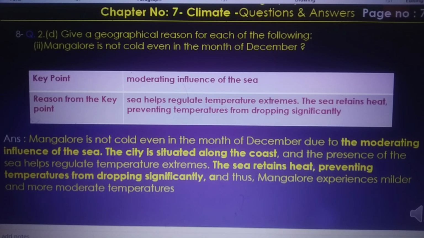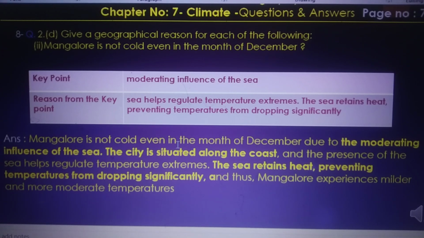Mangalore is not cold even in the month of December. Moderating influence of the sea, that is the key point. And the reason for the key point is the sea helps regulate temperature extremes. The sea retains heat, preventing temperature from dropping significantly. Based on that reason from the key points, we make a sentence.